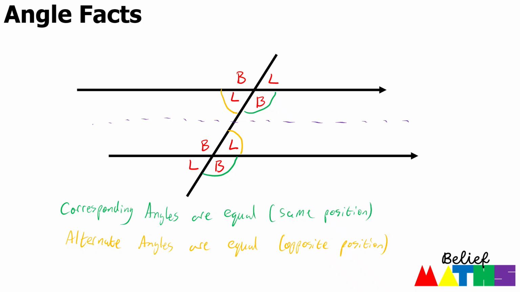The final one then are co-interior angles. And these tend to be the ones that people don't mix up. And they sum or add to 180. Now interior means inside, so it means that this inside angle here and this inside angle here. So the other thing to remember is that all the B's are the same, all the L's are the same, and B plus L is always equal to 180 because it's on a straight line. Okay, and that should allow you to work out any of the angles even if you can't remember the rules.